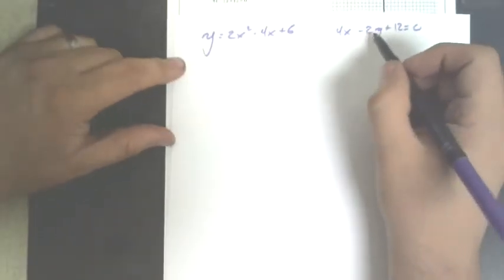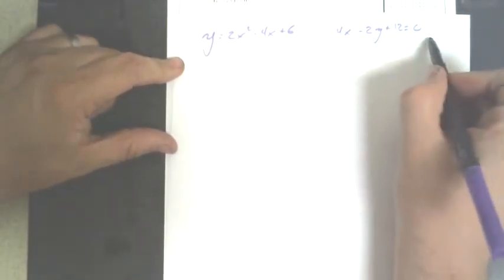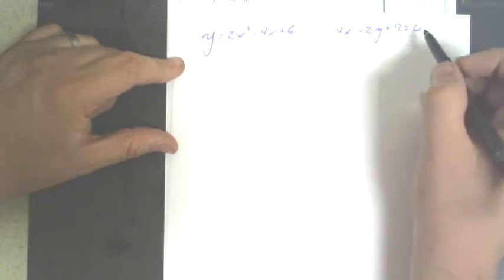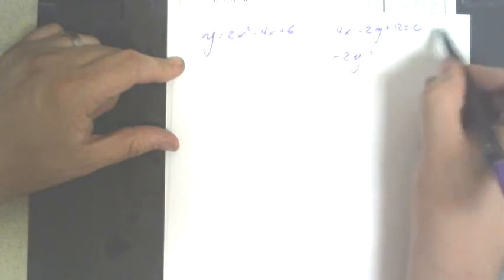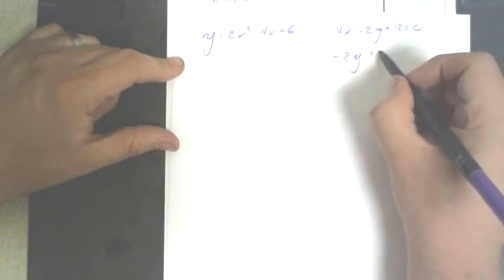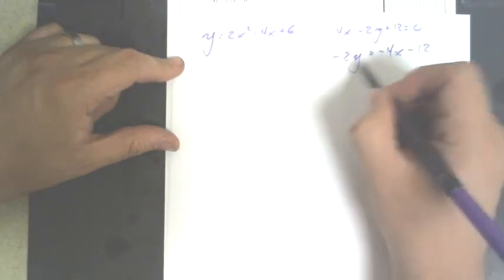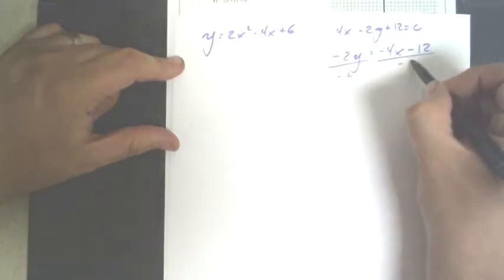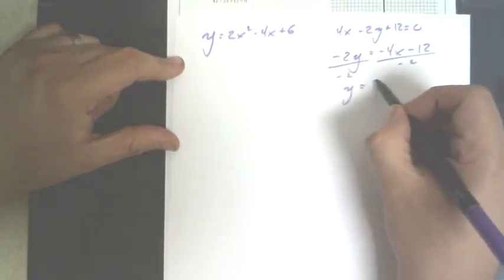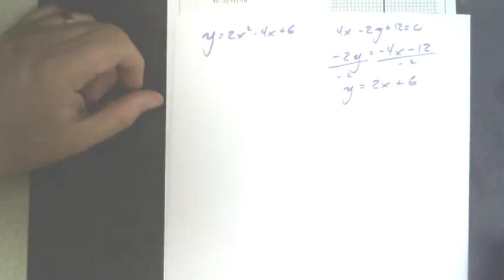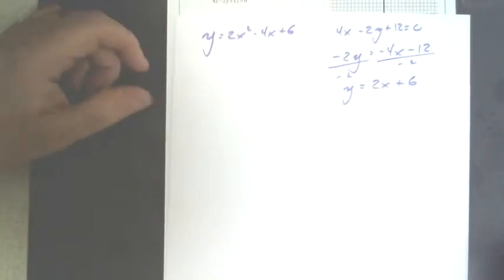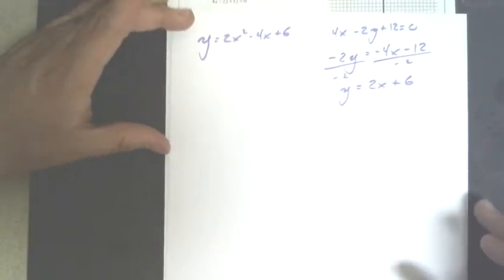But some of the finer points of graphing it, this is a line. You can tell it's a line because all the variables are to the first power. I would be inclined to subtract over the 4x and subtract over the 12. Then divide by negative 2. So y equals, what, 2x plus 6. And graph y equals 2x plus 6. You guys know how to graph y equals 2x plus 6. If not, figure it out. Your line graphing should be able to handle that, no problem.